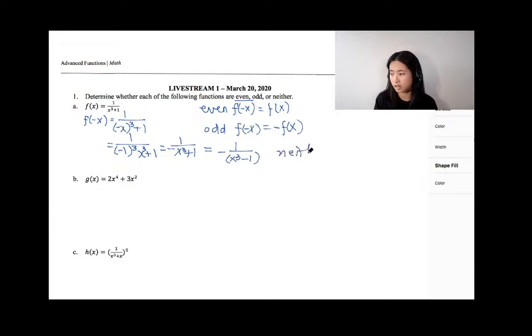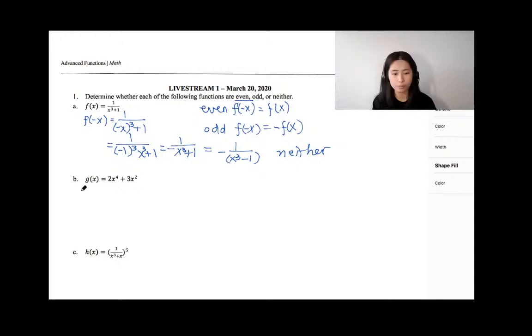And why is it neither? Well, if you look at your function, your f of x is originally 1 over x cubed plus 1. And this negative sign right here, if it's odd, that means you're going to have this negative sign outside, but you need to have exactly the same function, which is f of x. But is it the same function? No, because you have a -1 here as opposed to plus 1. That's why it's neither. Okay, hopefully that makes sense.